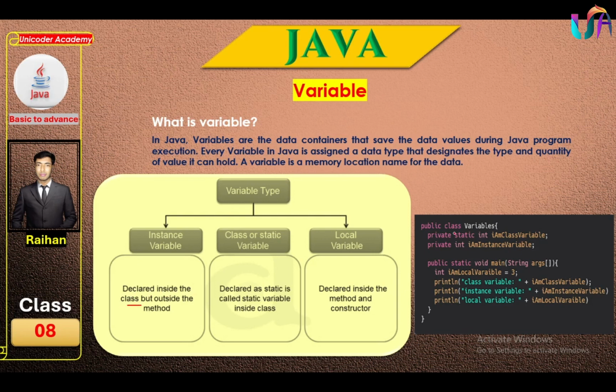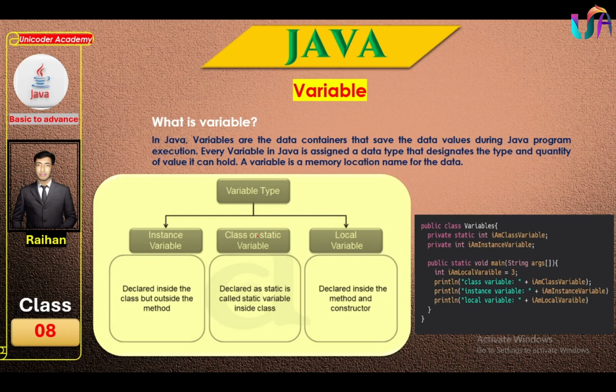Here it is declared inside the class. This is a class, and inside it is the instance variable, and it is outside the method. This line is a method. So outside the method and inside the class, this is an instance variable. Okay, so I think you cleared that.